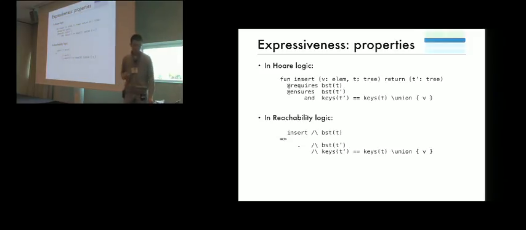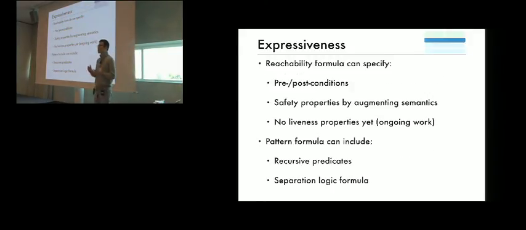Okay? So this reachability logic formula turns out to be quite expressive for specifying other properties. First, pre and postcondition is essentially the Hoare triple. So if you can describe your property in a Hoare triple, Hoare logic, you can do that in this way. Also, it can specify safety properties, arbitrary safety properties, if we augment the semantics a little bit with some additional information. But we cannot describe liveness properties; we are working on extending it to support this, but for now, it cannot. And each pattern formula is also quite expressive. You can put any recursive predicate as well as any separation logic predicates. Already we can specify all kinds of complicated heap structures as well. So it's quite expressive already.